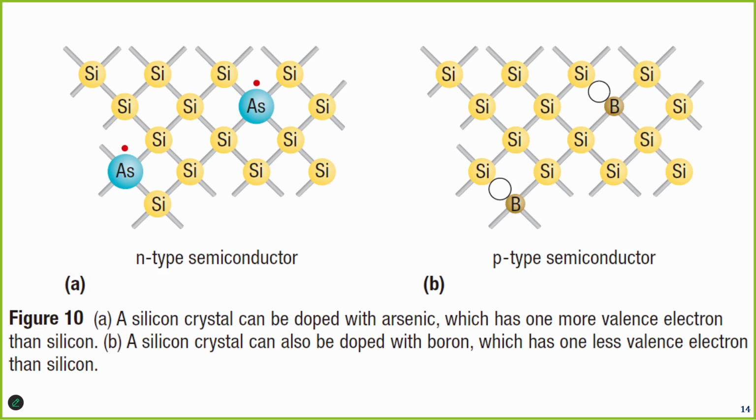And this concept is illustrated here in figure 10a. We call this type of semiconductor an N-type semiconductor. Silicon can also be doped with boron, which has one less valence electron than silicon. The missing electron creates a hole around the boron atoms that electrons from surrounding atoms move to fill, which also increases the semiconductor's conductivity. This type of semiconductor is called a P-type semiconductor.